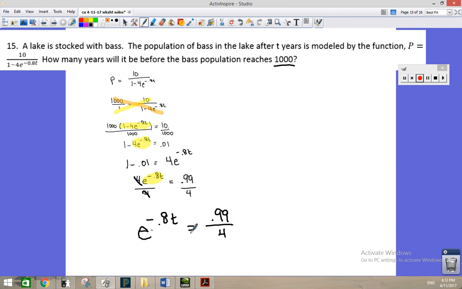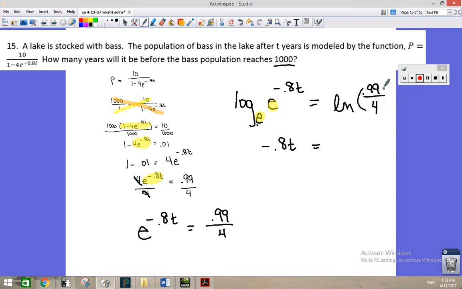So we need to take the log base e of both sides. On the left-hand side, since this base is e and this base is e, this just reduces to negative 0.8t. On the right-hand side, I'm going to go ahead and write log base e as just natural log, because the button on my calculator doesn't have log base e, it just says ln. It's the same idea, same thing.